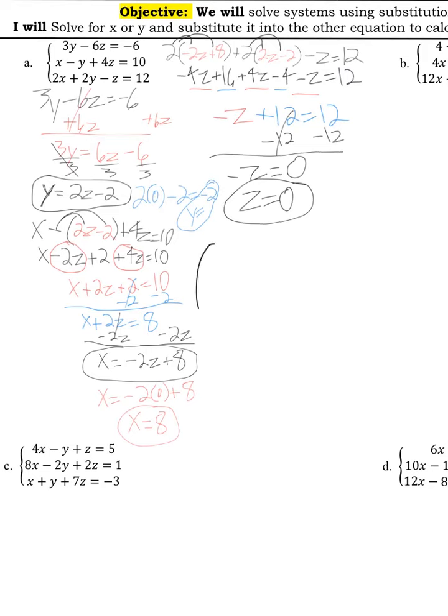Okay, so what you want to do at this point is rephrase your answer as an ordered triple. An ordered pair is the intersection of 2 lines. An ordered triple is like an intersection on a 3-dimensional plane. So it's x comma y comma z: 8 comma negative 2 comma 0. And that's the final answer.